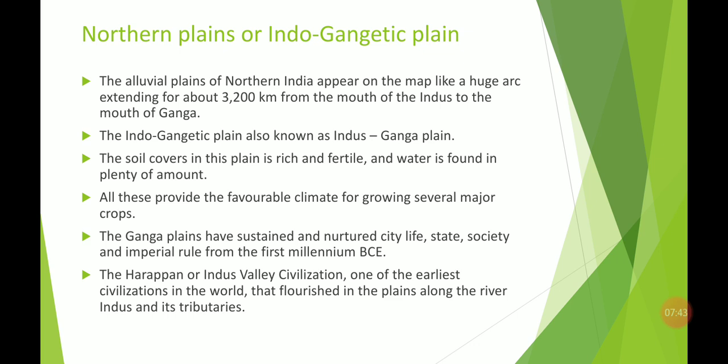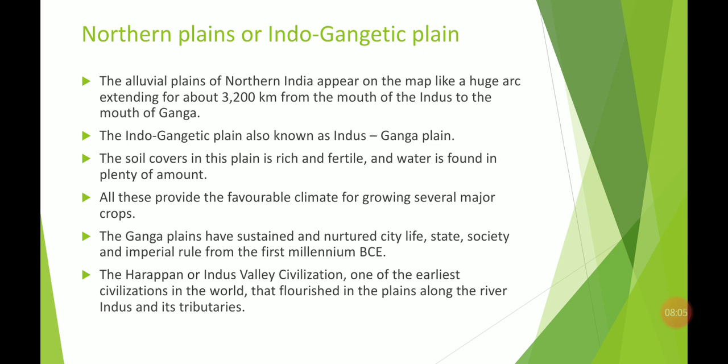So the soil is already fertile and the water is sufficient, so this makes a favorable climate for the growing of the crops. So what kind of crops were grown in these areas? Like wheat, paddy, barley, millets, maize. So a lot of grains were grown in these areas.